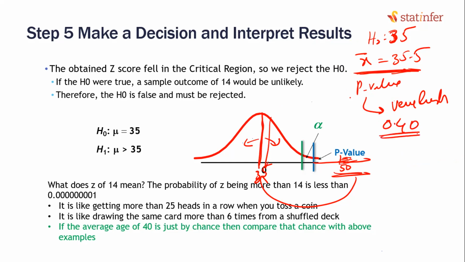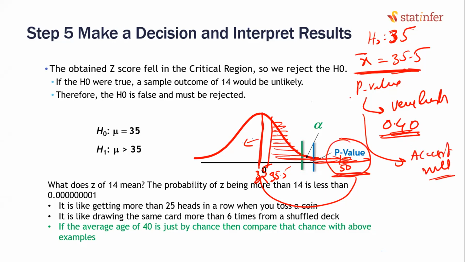If the p-value is high, that means the test statistic value and the population mean are near. What is the probability of getting 35.5 or more than that? Let's say that probability is 40%. That means these two are very near to each other. Then what do we do? Accept or reject the null hypothesis? Think about it. Accept. We accept the null hypothesis.